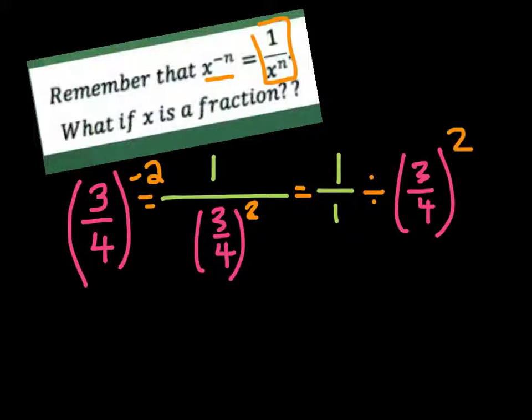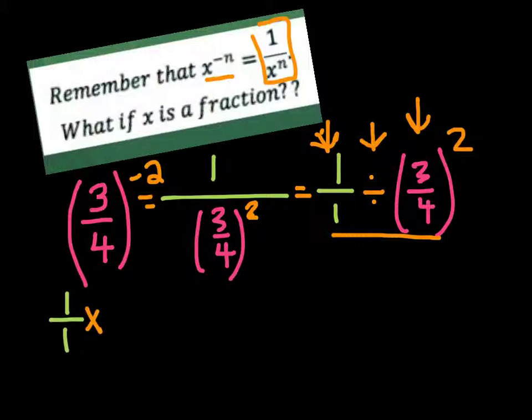From here, let's think. What happens when you divide a fraction by a fraction? Well, we keep that original fraction, we change our operation sign, and we flip our second fraction. So let's do that. We have 1 over 1, and we are going to be multiplying by the flipped version of that same fraction squared.